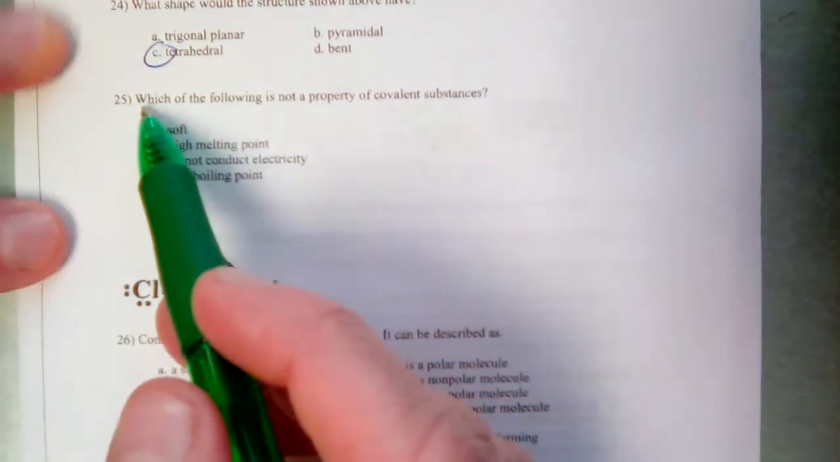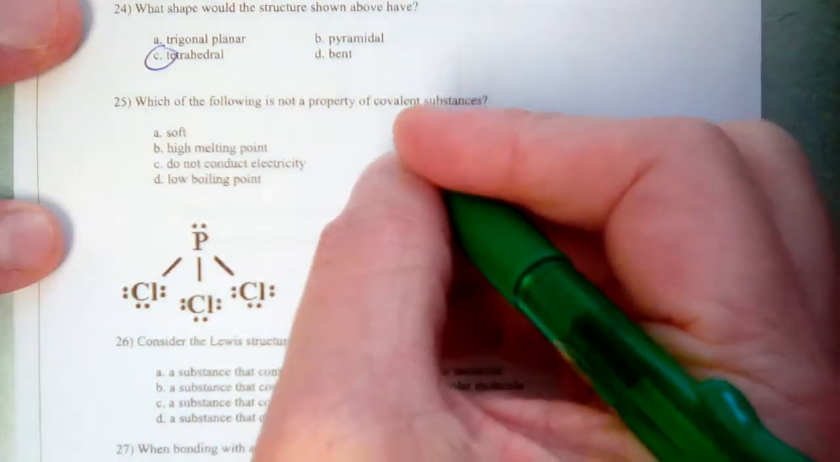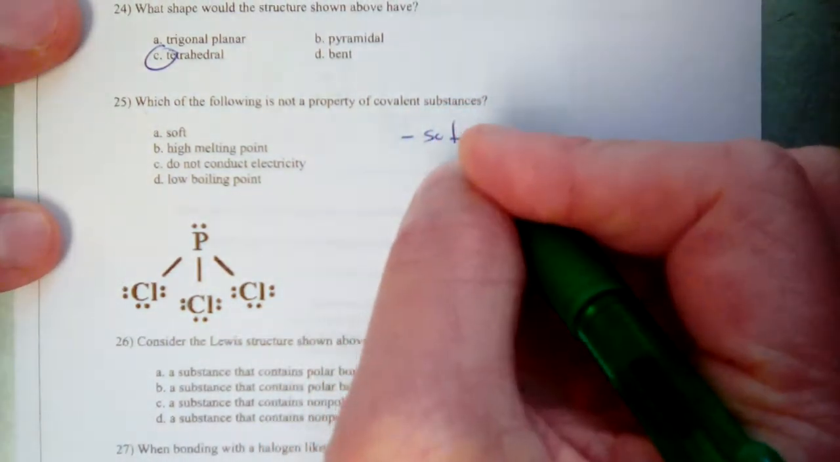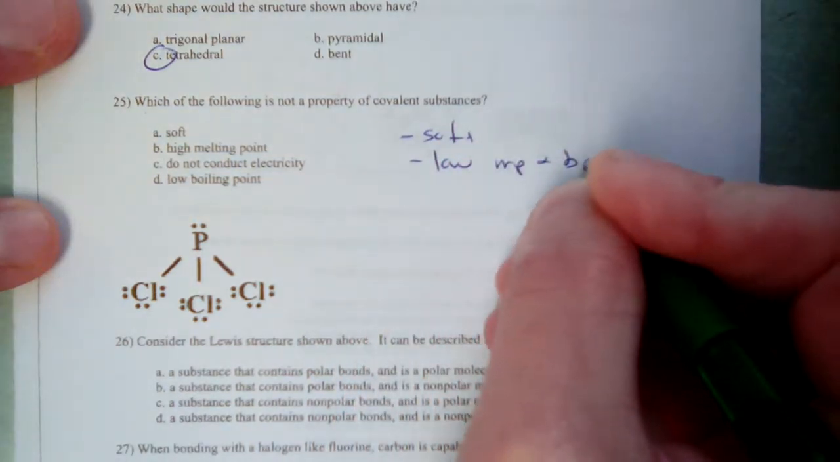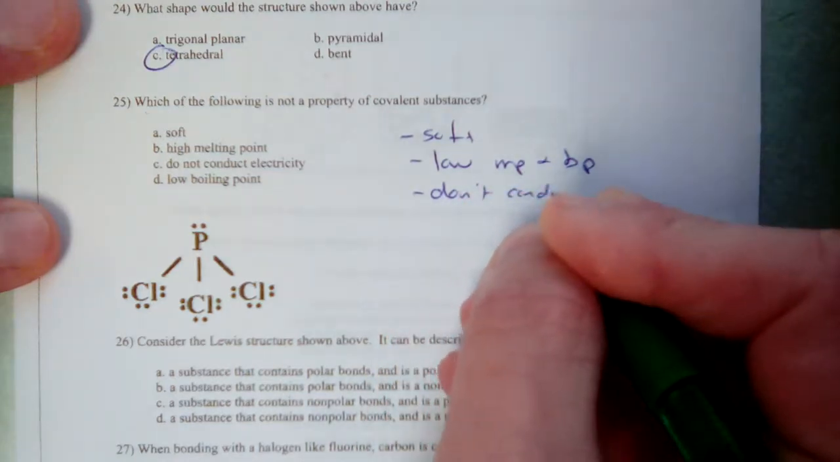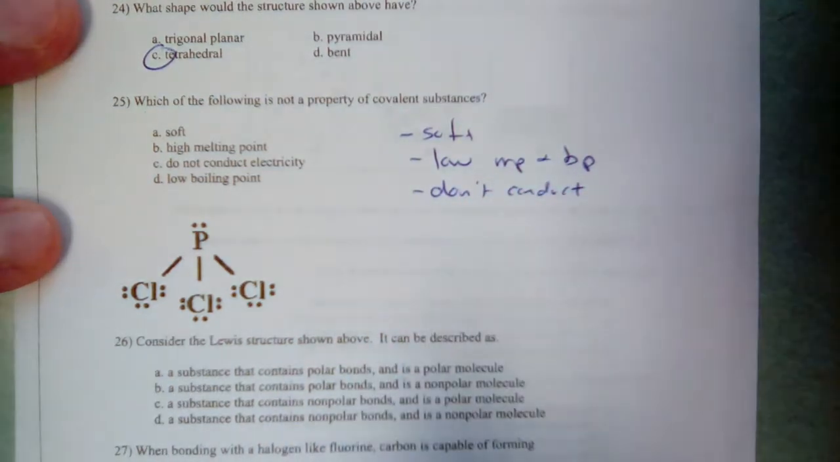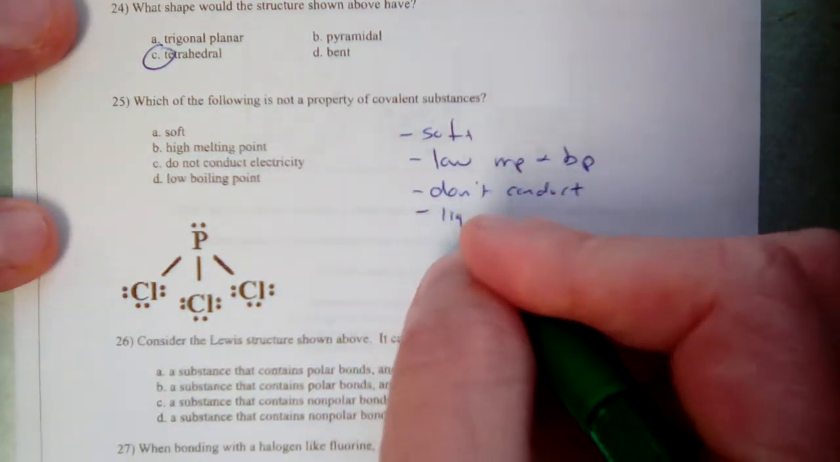Question number 25. Which of the following is not a property of covalent substances? Well, covalent substances are soft, have low melting and boiling points, don't conduct electricity, and they tend to be liquids and gases at room temperature.